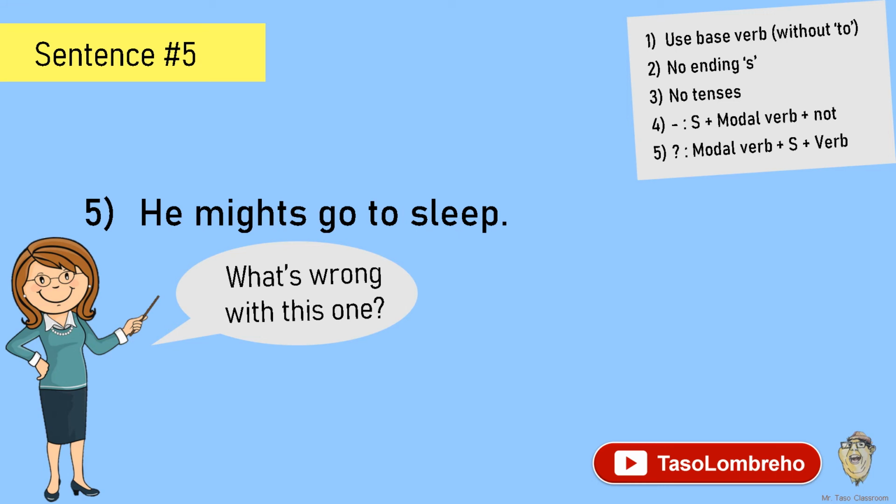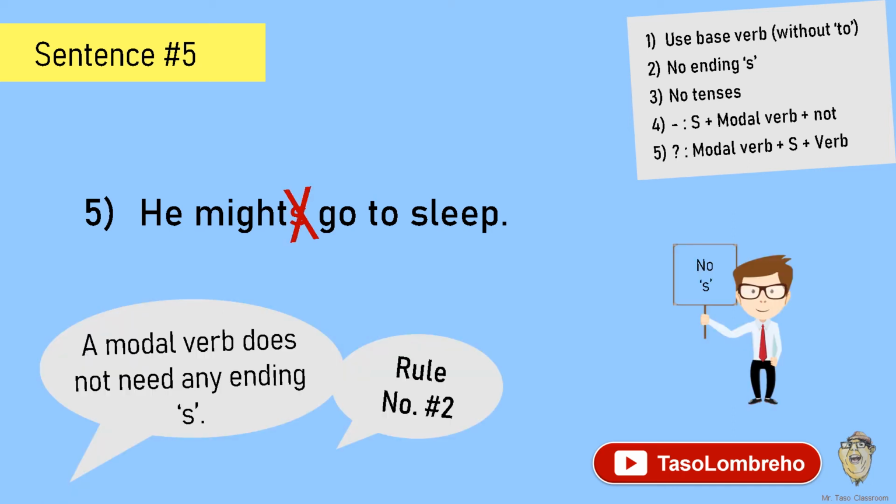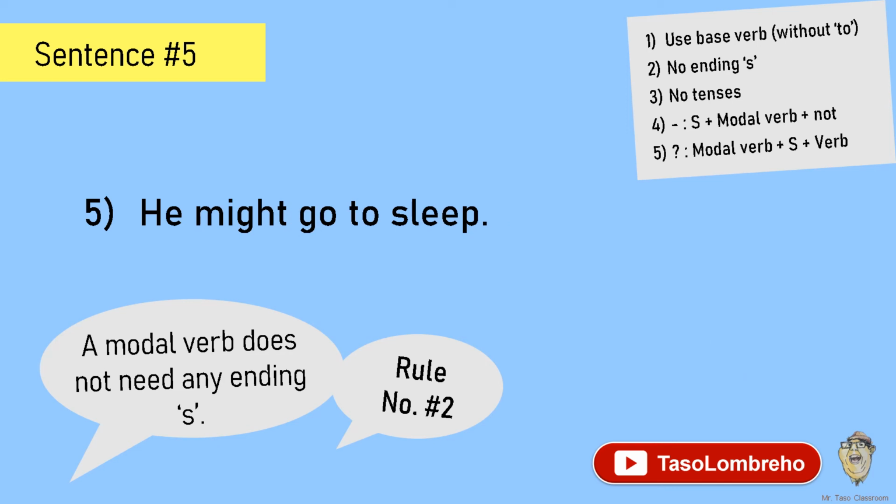Sentence number 5. He might go to sleep. What's wrong with this one? Yes, ending s, yeah? That is wrong. A modal verb does not need any ending s. That is rule number 2. So, this is the correct sentence. He might go to sleep.